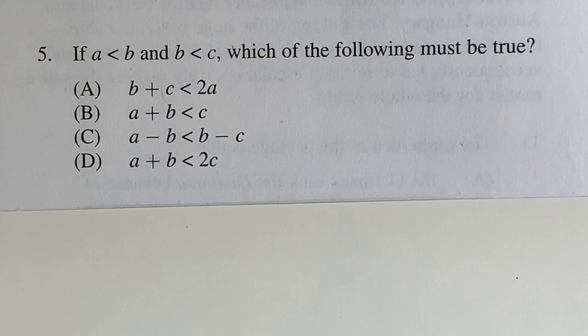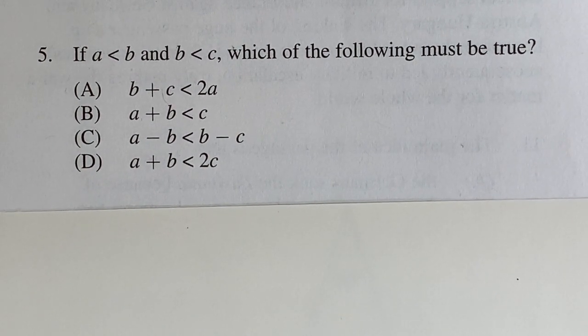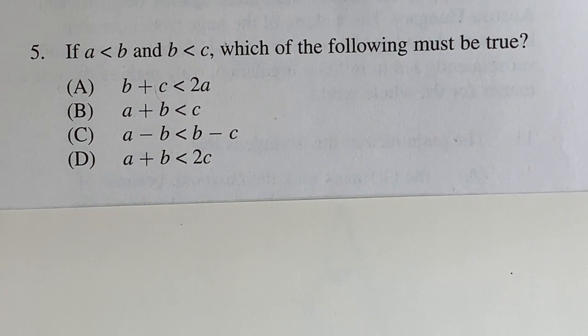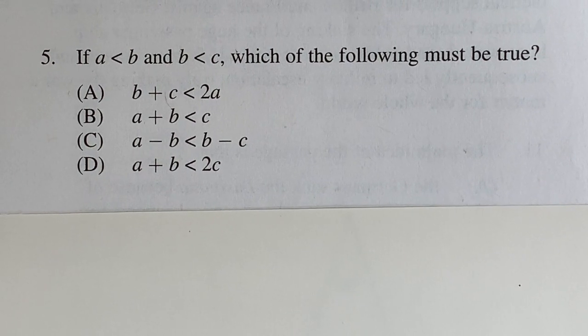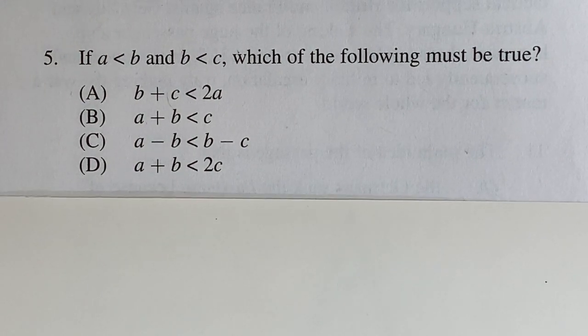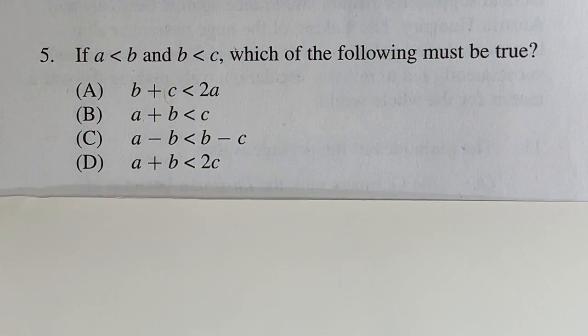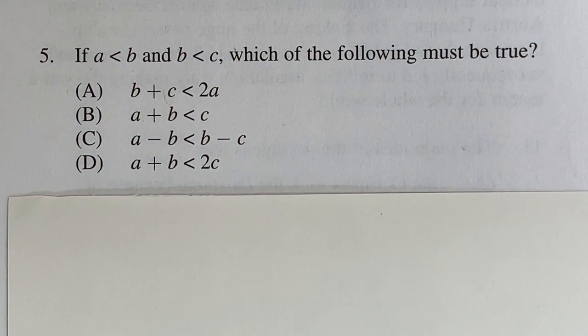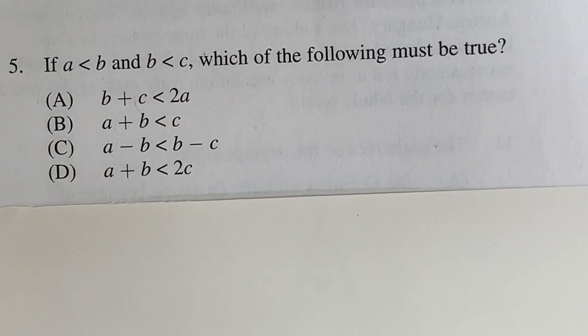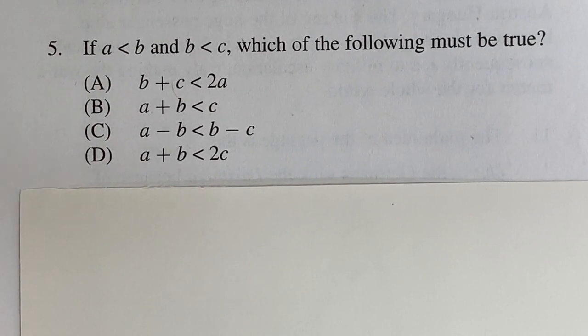Question number 5, it says in some inequalities like A less than B and then B is less than C, which of the following must be true? There are different ways to solve, but let's approach the easiest method: plugging in numbers. If A is less than B, I know that B has to be a greater number than A. So I'm just going to give a random number here on the A, B, and C.